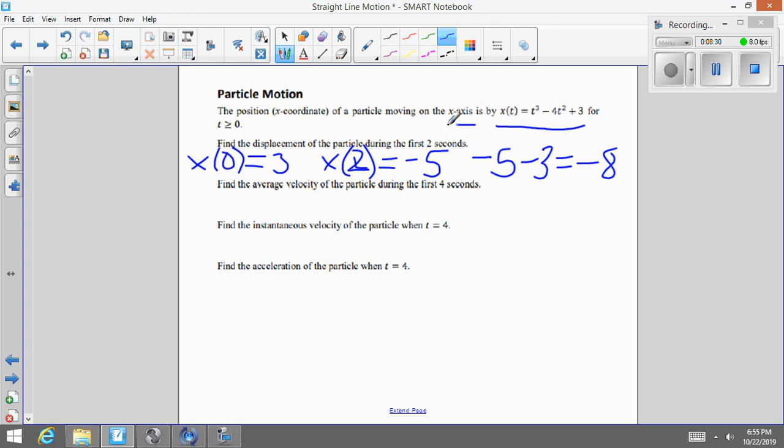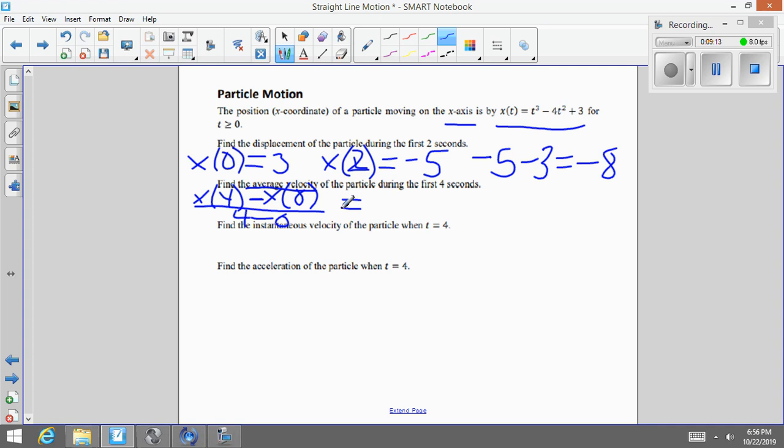And keep in mind that this particle is moving along the x-axis, okay? All right, find the average velocity of the particle during the first 4 seconds. So average velocity would be finding an average rate of change, okay? Which, remember, is just the regular slope formula. So to find the average velocity, we would basically find the slope, which is a rate of change, given the position function. So we would want to find x of 4 minus x of 0 over 4 minus 0.